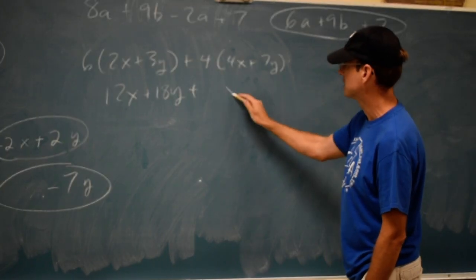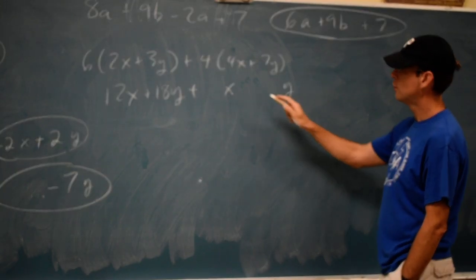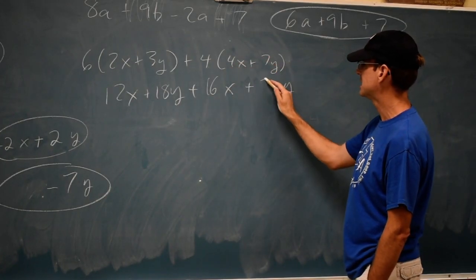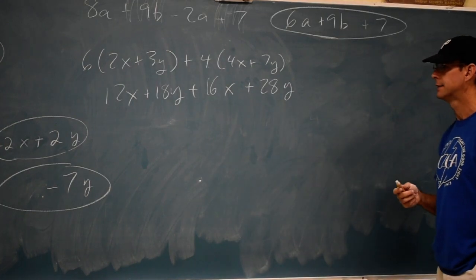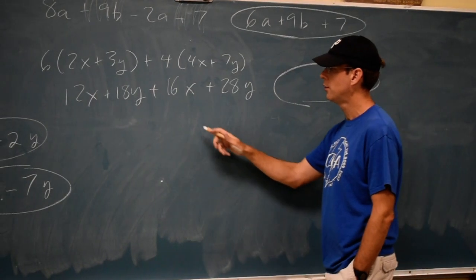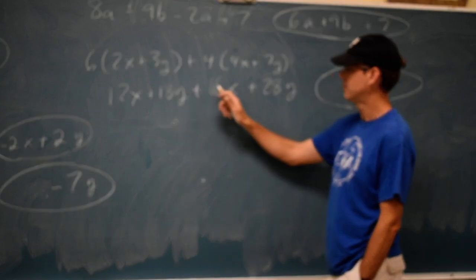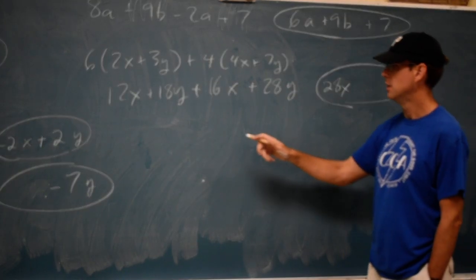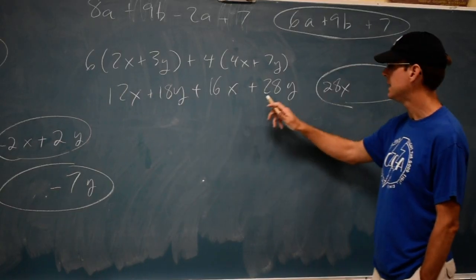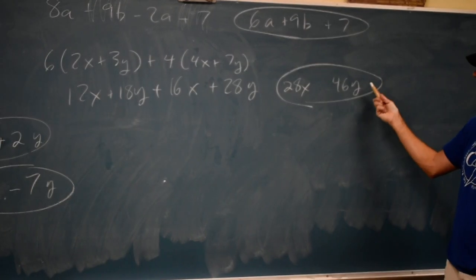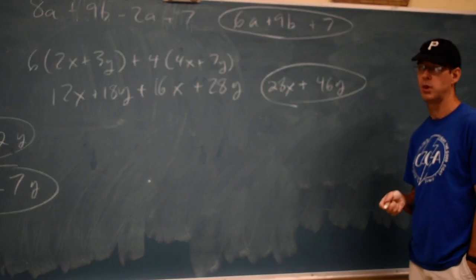4 likewise has to distribute. When 4 distributes, 4 times 4 is 16, 4 times 7 is 28. Then we'll look for like terms. So in x's world, there's a 12 positive and a 16 positive, that's 28. In the y world, there's an 18 and a 28, so that's 46y. And since it's positive, we need to throw a plus in there.